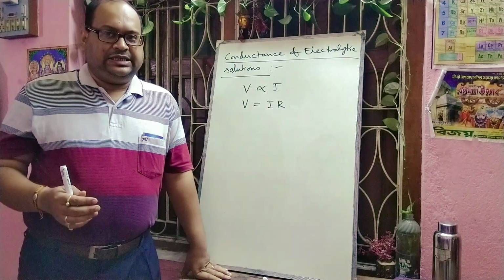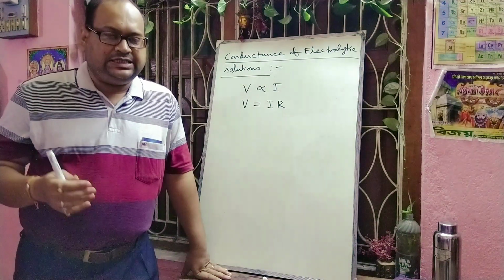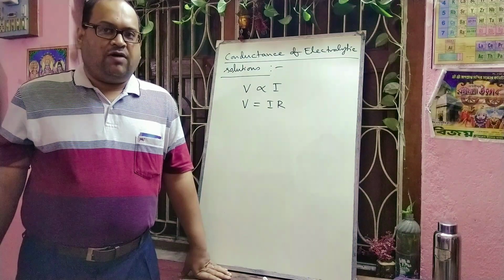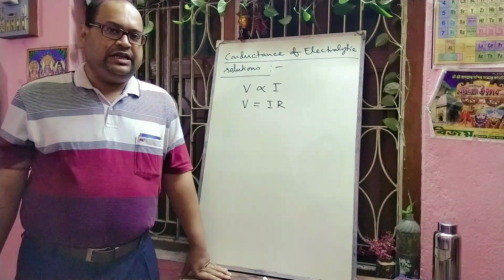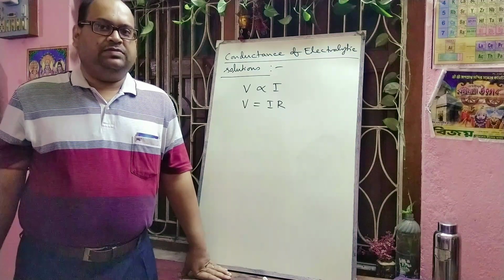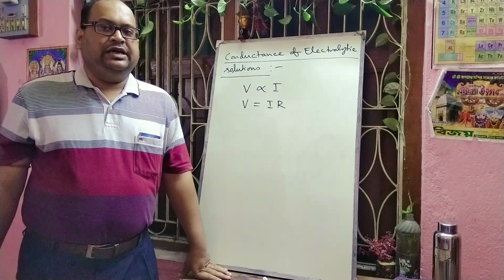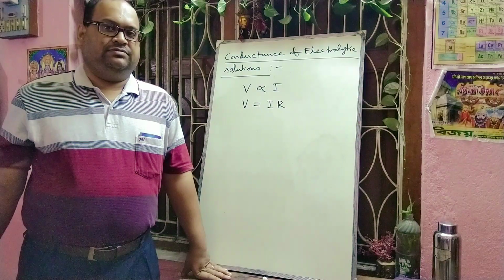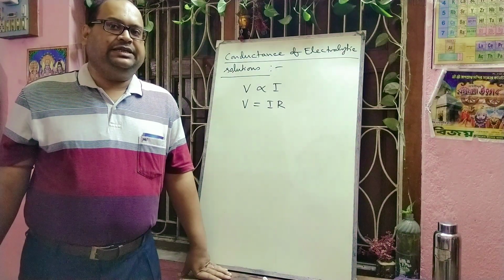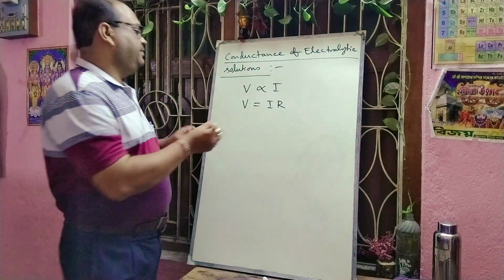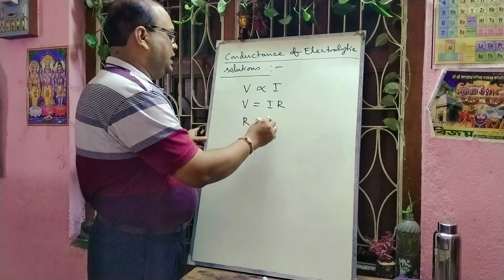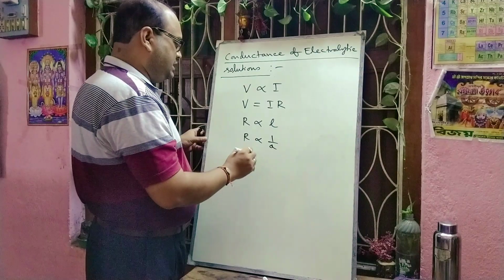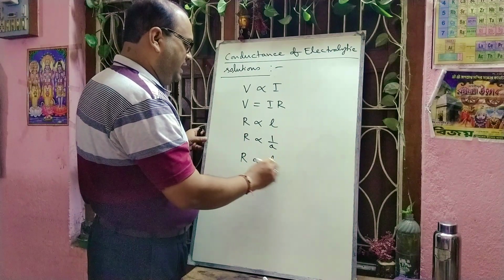Now resistance is that which measures the obstruction during the flow of current. Resistance of a uniform conductor is directly proportional to the length of the conductor and inversely proportional to the area of its cross section. So we write R is proportional to L and R is proportional to 1 by A. So from here we can write that the resistance R is proportional to L by A.